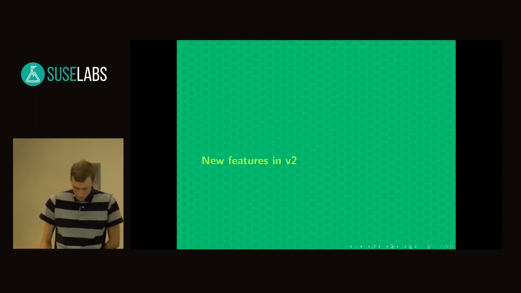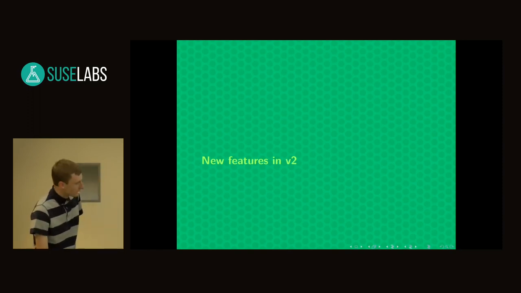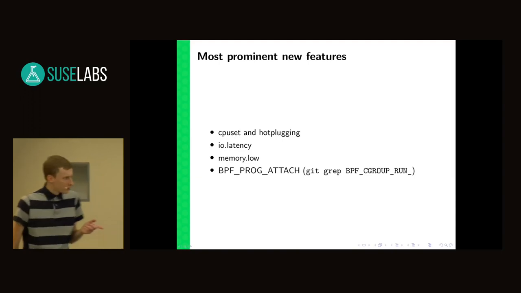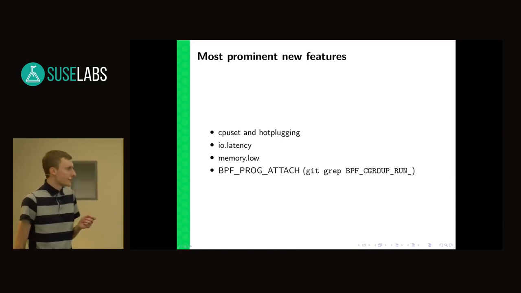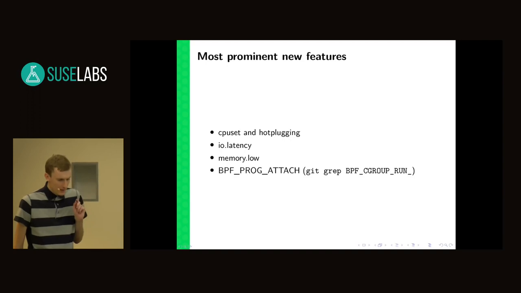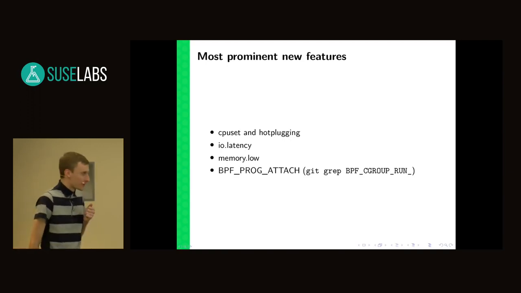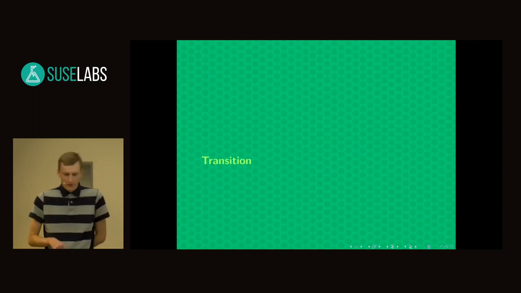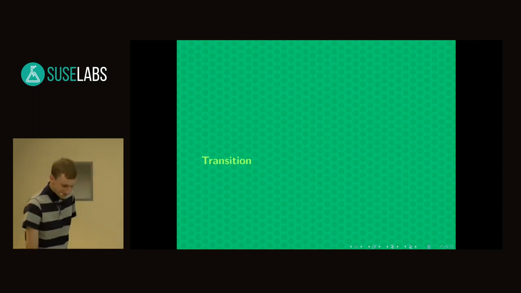Yes. Now we are getting to that part where I said that I will be running out of time. So here is just a short overview of the features that are possible only in v2, or almost all of them. We can talk about it in the questions session, because I want to get to that part. Why not to use cgroup v2?